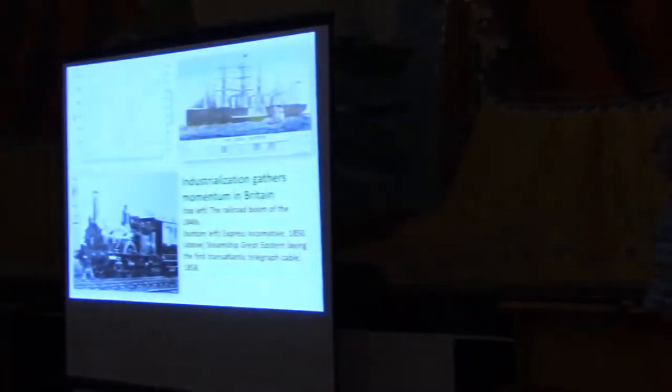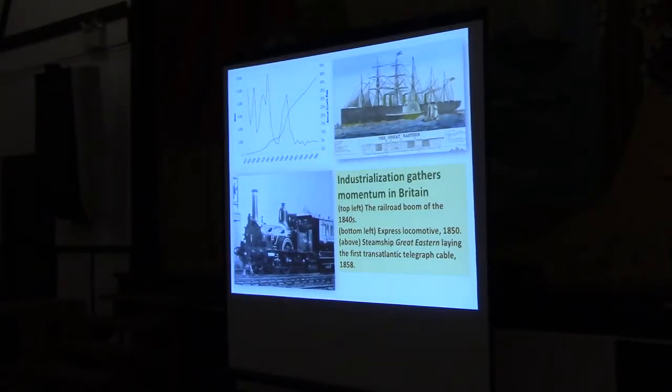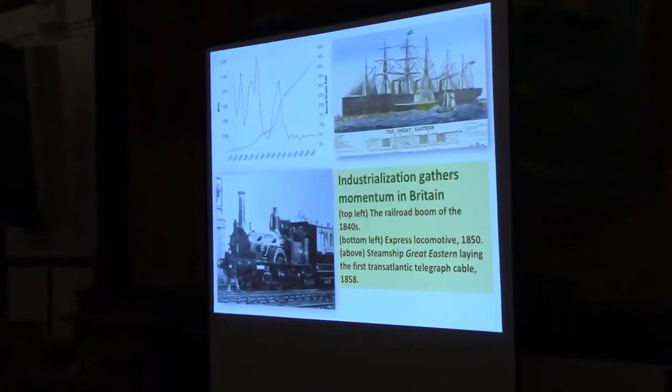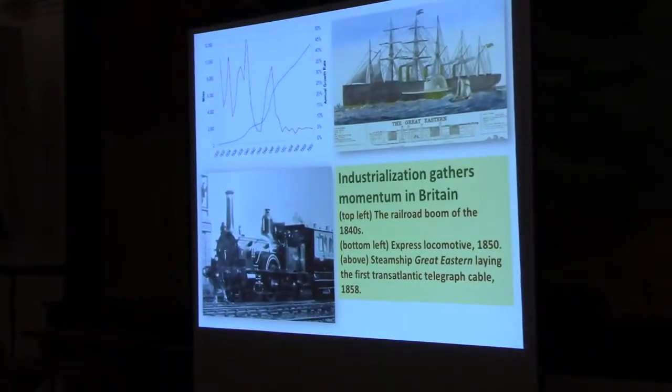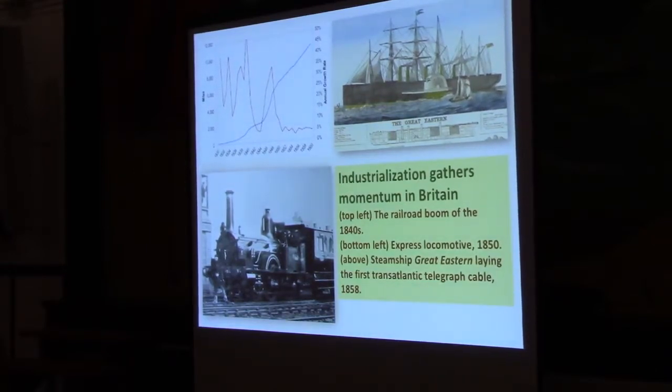Industrial revolution gathers momentum in Britain. The top left-hand illustration, the ziggy red line, is percentage growth of railroad track per year. So you can see in some of those early years, 1830s, you're getting 50% increase in railroad mileage in Britain in a single year. The blue line is the overall cumulative increase in railroad mileage. So you're seeing a gigantic expansion of railroad construction in Britain during the 1840s and 1850s.